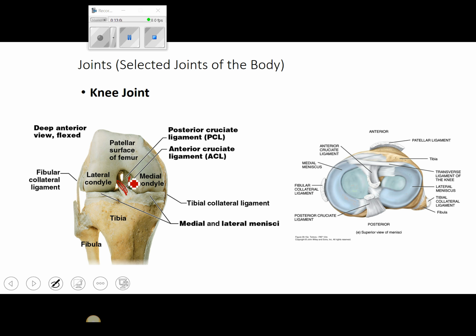And also on this picture, label the fibular and the tibial collateral ligaments. Those provide the lateral support for the joint. Be able to label the bones, fibula, tibia, and then the condyles, the lateral condyle and the medial condyle. The menisci, medial and lateral menisci, that's these little pads here. They act as cushions and also are going to provide stability to the joint.